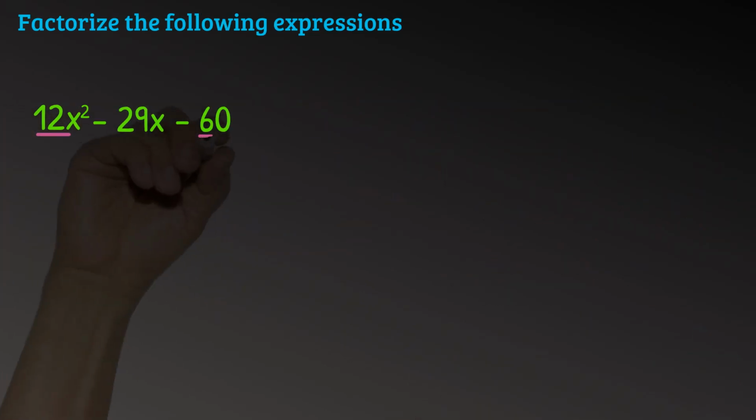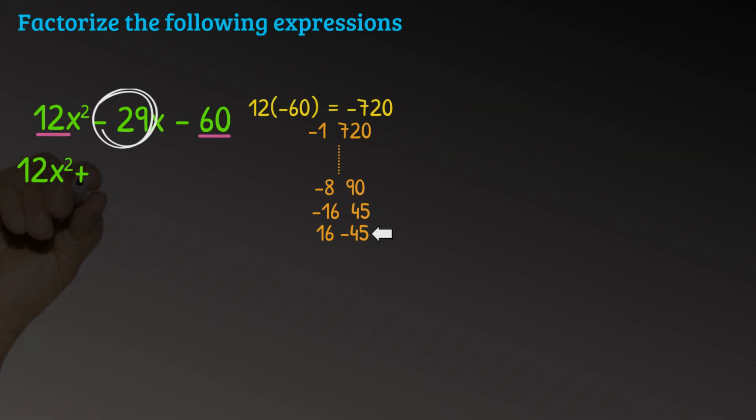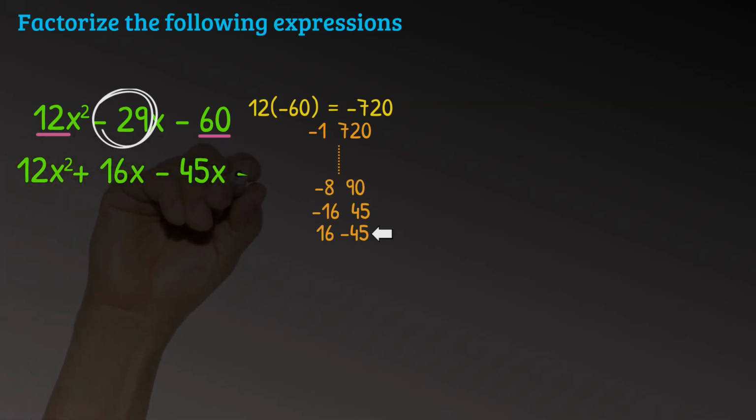So 12 times minus 60 gives us minus 720. Now when we have this larger number, you may not want to write every single possibility down. After writing a few solutions down, you find 16 and minus 45 are the numbers you need because they also add up to minus 29. So we can rewrite the equation, replacing minus 29x with plus 16x minus 45x.